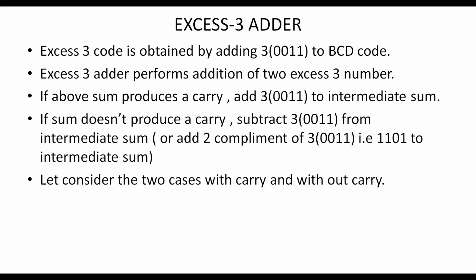నేను 2 XS3 నెంబర్స్ అడిషన్ చేసినప్పుడు నాకు సమ్ క్యారీగా ప్రొడ్యూస్ అయితే, then we have to make a correction of 3 for the intermediate sum. Similarly, second point, if the sum does not produce a carry, అంటే 2 XS3 నెంబర్స్ అడిషన్ చేశాను, నాకు క్యారీ ప్రొడ్యూస్ అవ్వలేదు, then we have to subtract 3 from the intermediate sum. జాగ్రత్తగా ఇక్కడ ఈ పాయింట్ మీరు అర్థం చేసుకోవాలి, this is the key point.